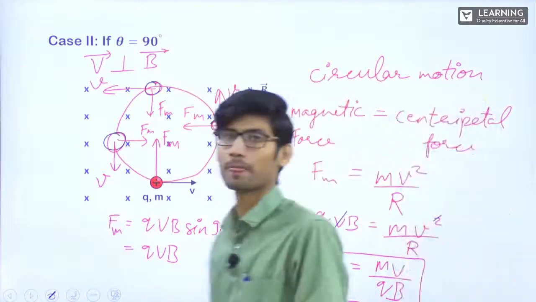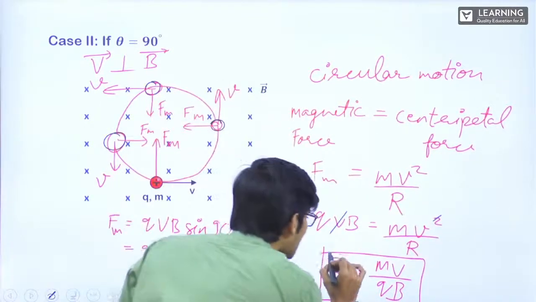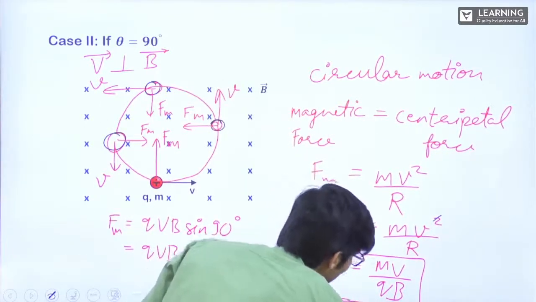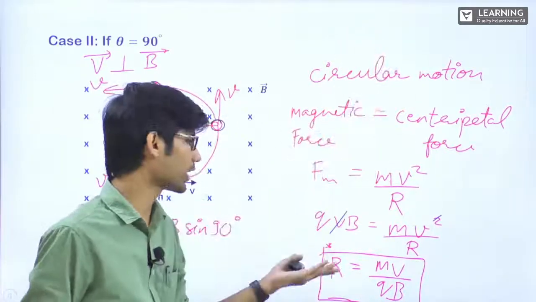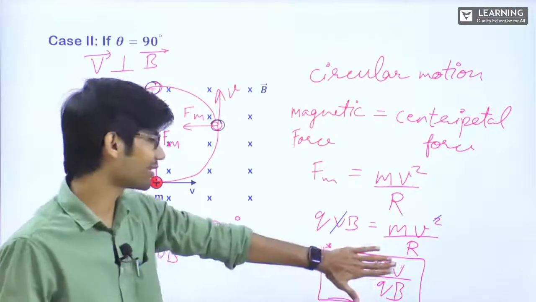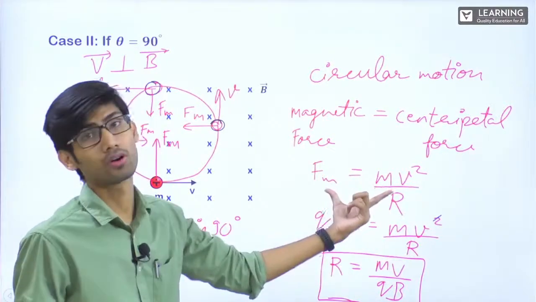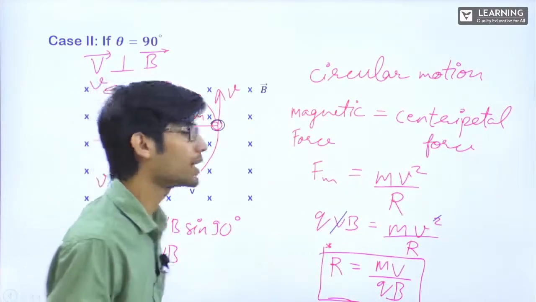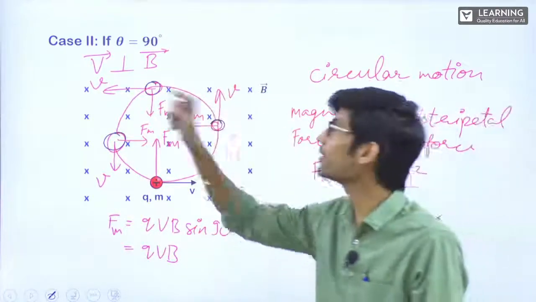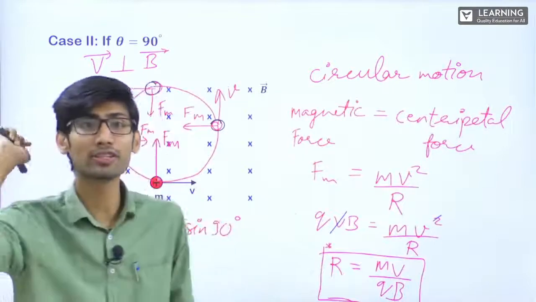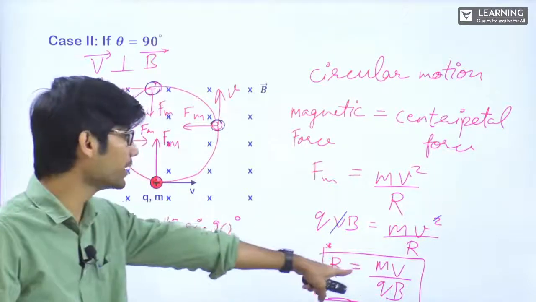Very important. You have to remember this. Instead, there is no point in remembering. Just understand the logic. Fm will be equal to mv square by r. From there, you can always derive it in the exam. I never learned this formula. I always learned the concept. Alright, r is equal to mv upon qB. I hope you got this. When velocity is perpendicular to magnetic field, circular motion will happen where the radius will be mv upon qB.